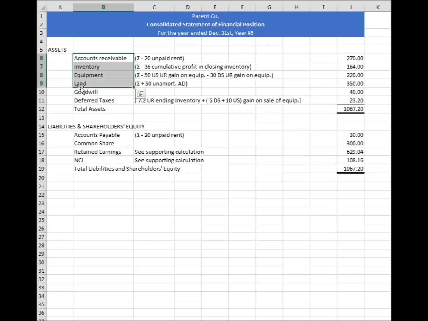But we'll know that since there are some intercompany transactions, there will definitely be some deferred taxes, and definitely some goodwill, because we calculated that at the start.